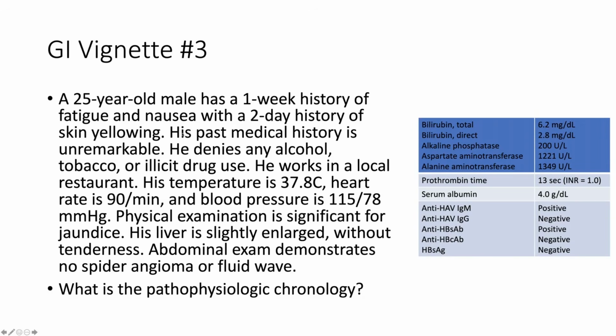His past medical history is unremarkable. So healthy guy, no bad habits. He works in a restaurant. So could be nothing, but exposed to foodborne pathogens potentially. His temperature is normal, heart rate is normal, blood pressure is normal. So vitals are normal. He's got jaundice. There's something going on with his liver because it's large and it's not tender. And so he's got no signs of basically cirrhosis. So the labs are really going to be the key then.